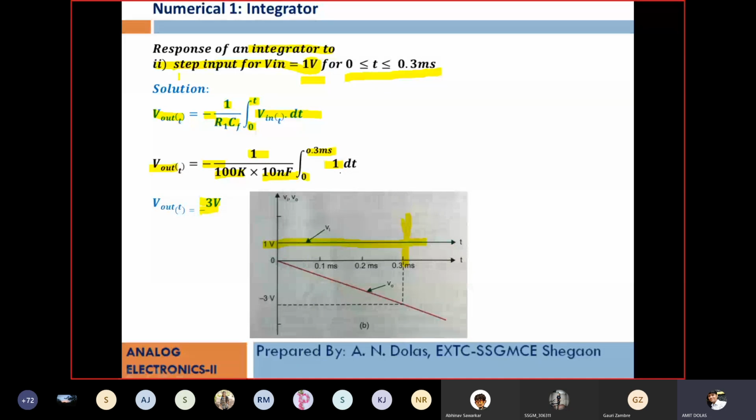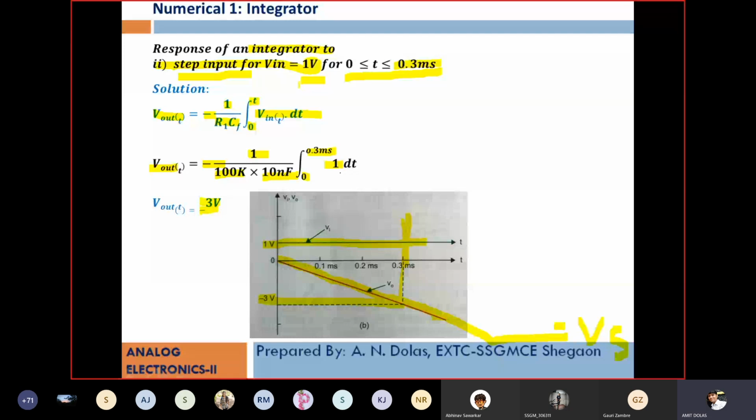Means whenever a positive step input is given, then your output will be a negative going ramp. For as long as this input of 1 volt is on, here given for 0.3 millisecond, but if you continue this, it will go on continuing the negative ramp up to what? Then it will be saturated to minus Vsat. It will go to the minus Vsat value. If it is -15 volt, the negative ramp will go up to -15 volt, then it will settle to -15 volt and it will be constant for further. But here the limited period is given 0.3 millisecond, so it will stop here and the final voltage on the output will be -3 volt.